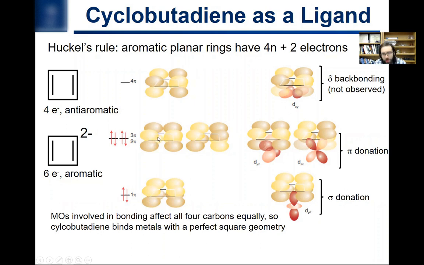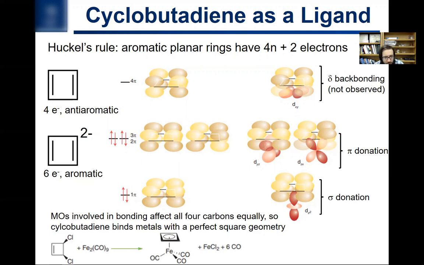So if you increase pi donation, let's say, well, you're going to increase bonding interactions here and here between this carbon and this carbon and this carbon and this carbon, but there's anti-bonding interactions here and here. But wherever there are anti-bonding interactions here, there's bonding interactions there, in this degenerate MO, and vice versa. Okay, so these degenerate MOs work together to affect all 4 carbons equally. So every time you see a metal cyclobutadiene complex, you'll have a perfect square geometry, okay?